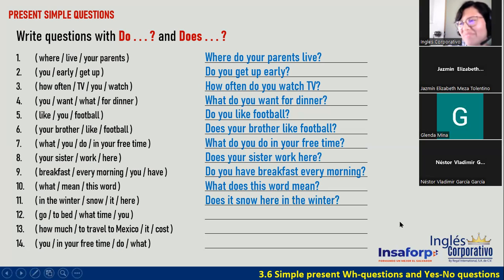Snow in the winter here. Does it snow here in the winter? Neva aquí en el invierno. Does it snow here in the winter? Like for example in El Salvador? No, we don't have that type of winter. We have rainy season, right?